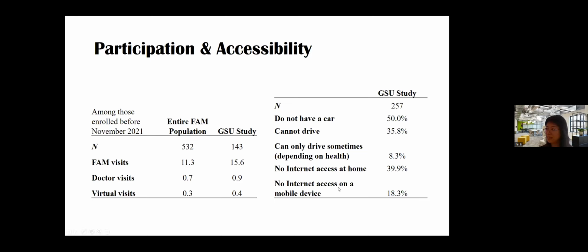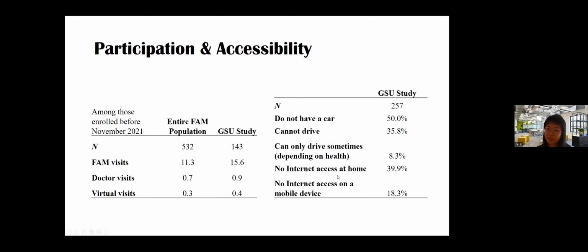And on the right side, this table is only for our participants, because we don't have this information for the whole food as medicine population. This is from our survey. From the baseline survey, half of the participants don't have a car, and over a third cannot drive. Another 8% can only drive sometimes, depending on their health conditions. So driving is often not a solution for these patients.